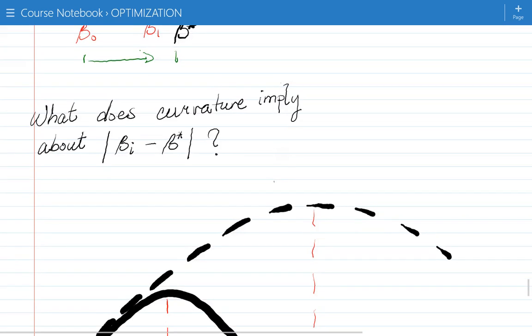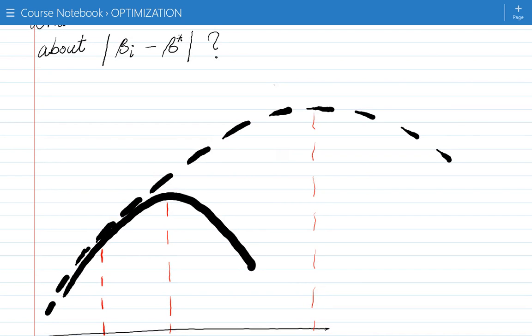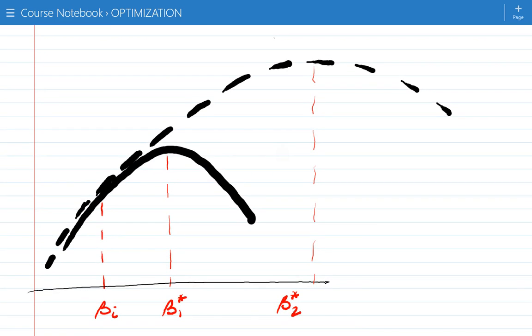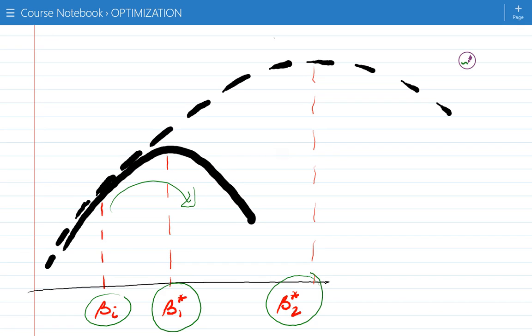What about the curvature? Curvature would be similar, only just the opposite. Similar, but the opposite. It goes this way. If beta 1 star was the optimum, and I'm at beta I, the curvature is a lot steeper. If instead the optimum is at beta 2, and I'm at beta I, the curvature is less steep.